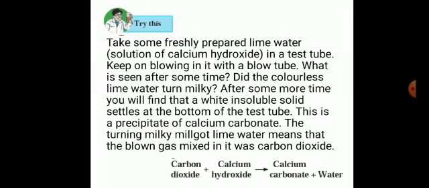Take some freshly prepared lime water, solution of calcium hydroxide, in a test tube. Keep on blowing in it with a blow tube. What is seen after some time? See children, if you take freshly prepared lime water in a test tube and keep on blowing air into it, after some time you will find that white insoluble solid particles are formed and they settle down in the bottom of the test tube. This is the precipitate of calcium carbonate, and the lime water turning milky means the blown gas mixed in it was carbon dioxide.